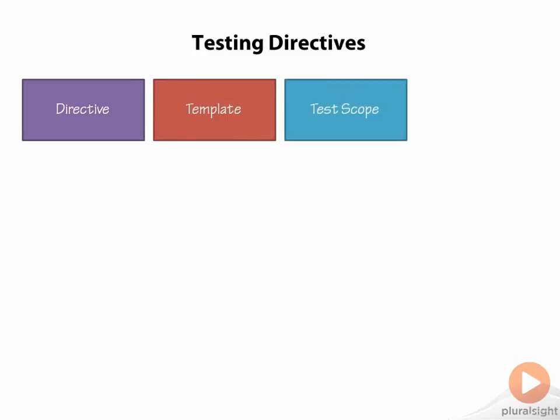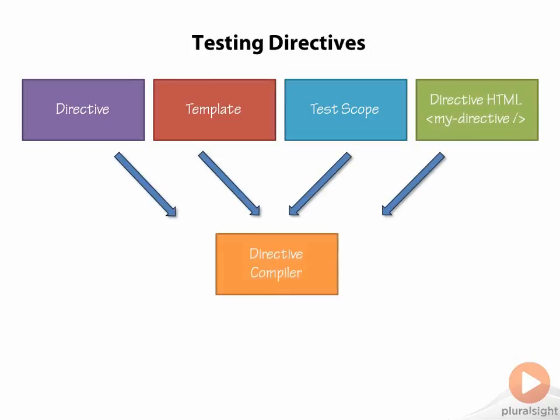Next, we create and set up a test scope for the test. We give this whatever values make sense for the test. Then we have a string that is some HTML that references the directive we are trying to test. For example, if our directive is named myDirective, then this is a node named myDirective. Then we take all these four pieces and we run them through Angular's directive compiler.